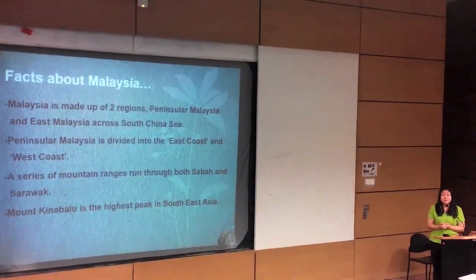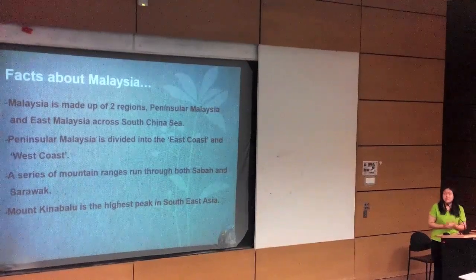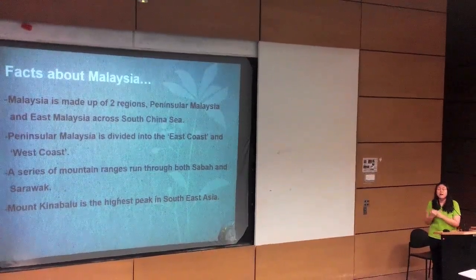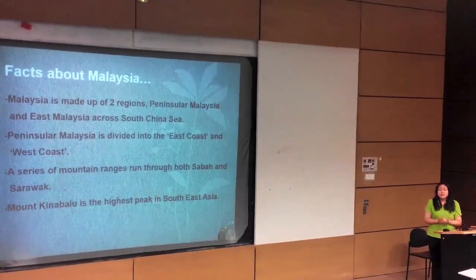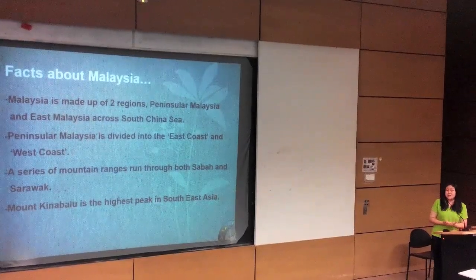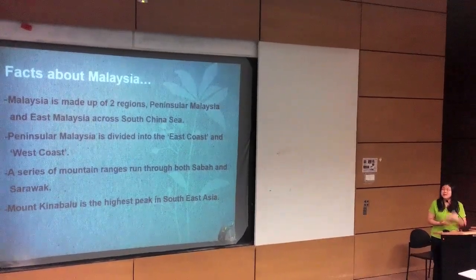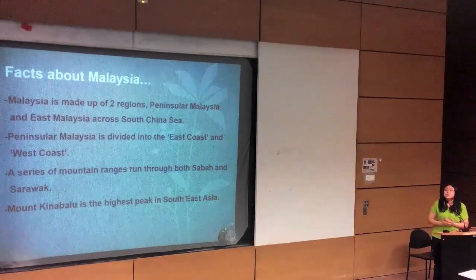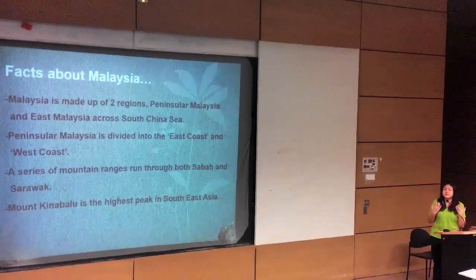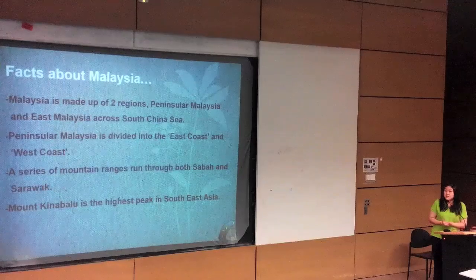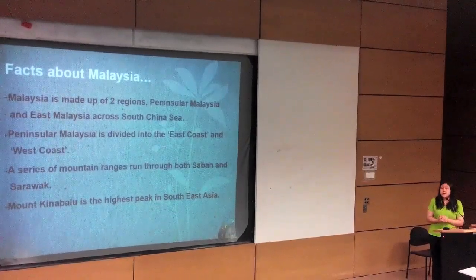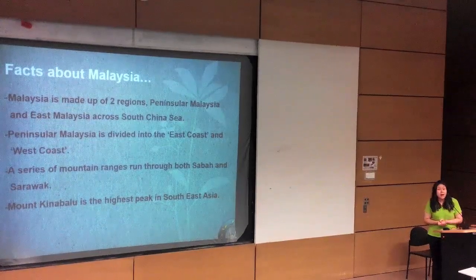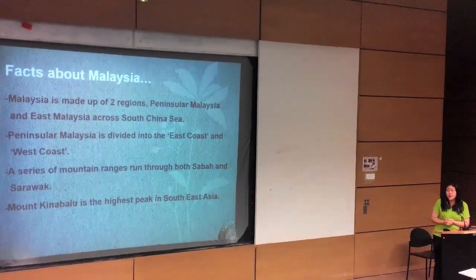First of all, Malaysia is made up of two regions, which are Peninsular Malaysia and East Malaysia. Between these two parts, there is the South China Sea. Peninsular Malaysia is basically divided into two parts, the East Coast and the West Coast. The East Coast consists of states such as Terengganu, Pahang, and so on. And the West Coast consists of states such as Perak, Selangor, Negeri Sembilan, Melaka, and so on.